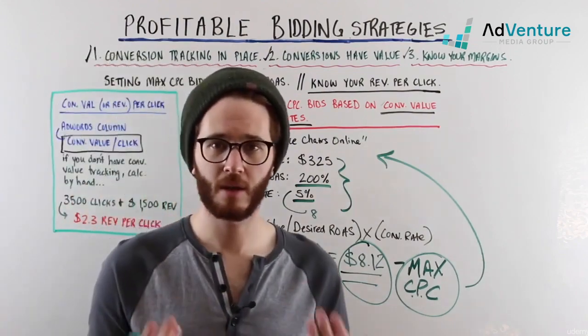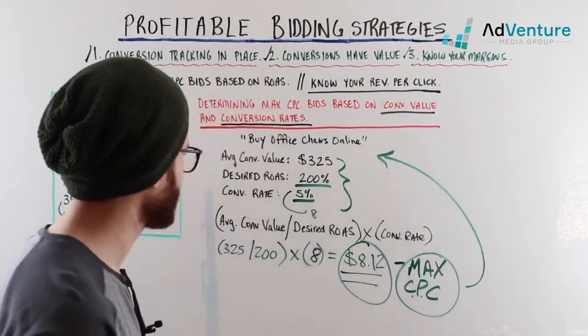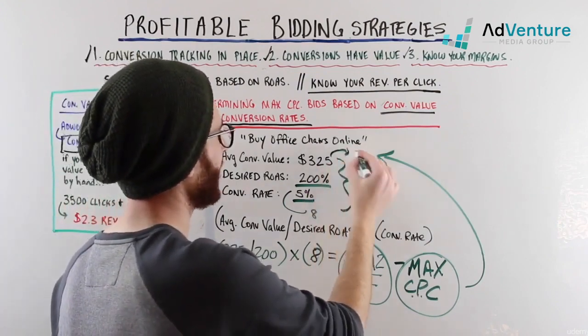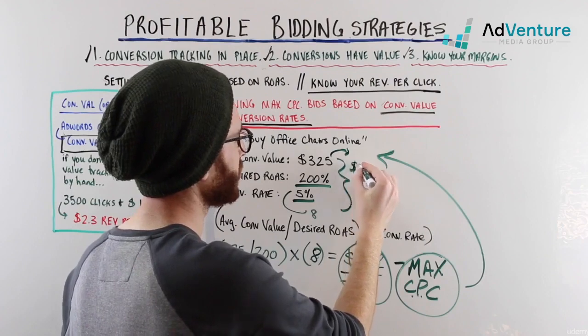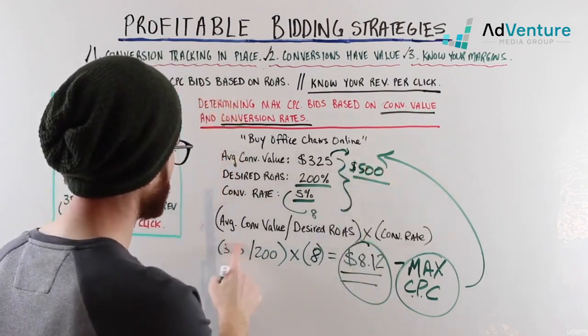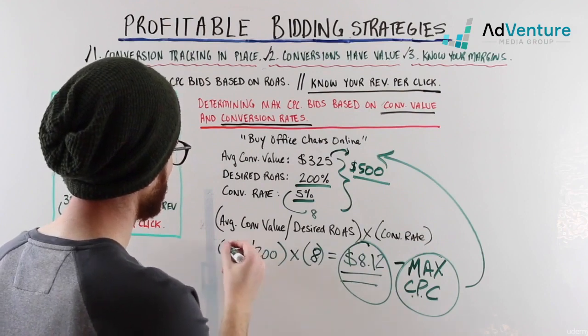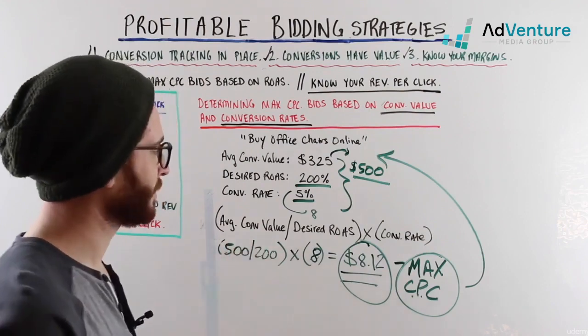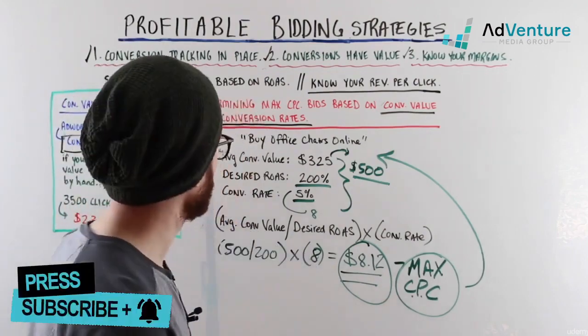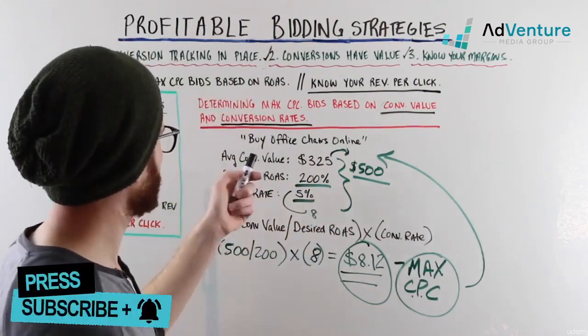That's how the process works. If, for example, our average conversion value was higher than $325, let's say it was $500, because we started selling better products, or we added new products, we'd also change the calculation. This would become $500, and we'd also be able to pay more. So this is all very dynamic. This is a bidding strategy if you know your conversion value and your conversion rates.